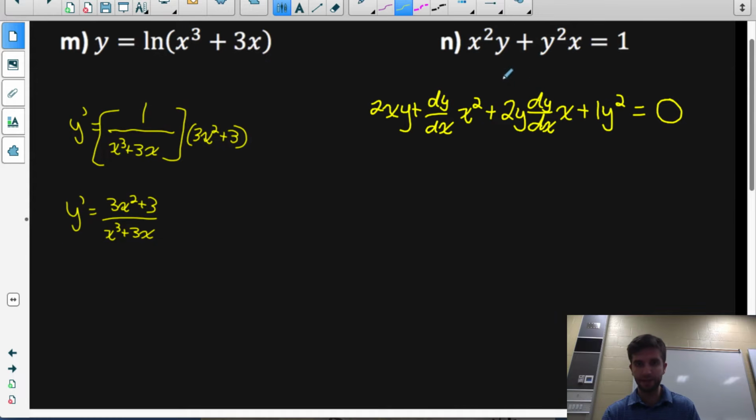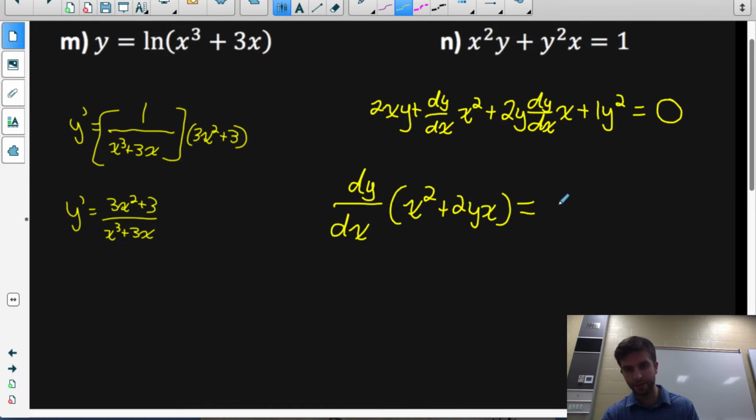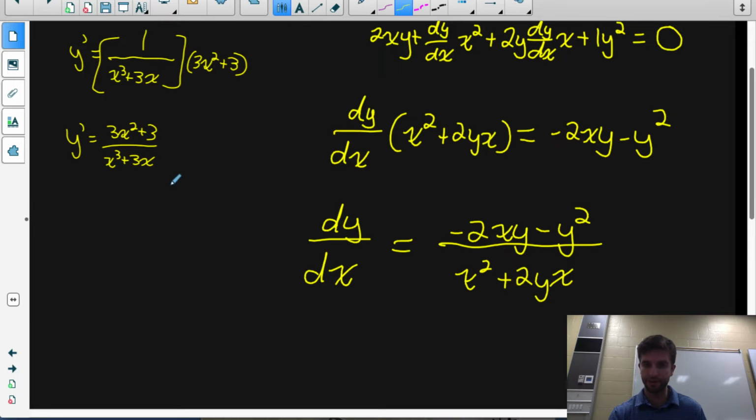So now we just have to isolate dy over dx. I'm going to leave the two terms with the dy over dx on the left, but with that process, I'm going to common factor out the dy over dx from both of those terms. So that would leave me x squared plus 2yx on the left. And on the right, I'll move this term and this term to the right because they don't have a dy over dx, and that gives me negative 2xy minus y squared. And then I can isolate dy over dx just by dividing this factor to the other side. So that's how you do implicit differentiation.